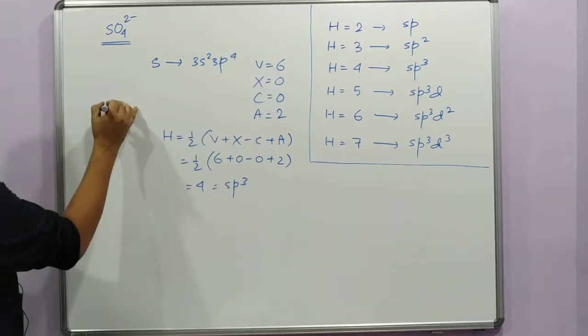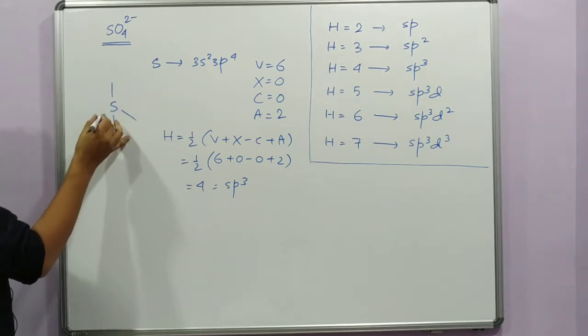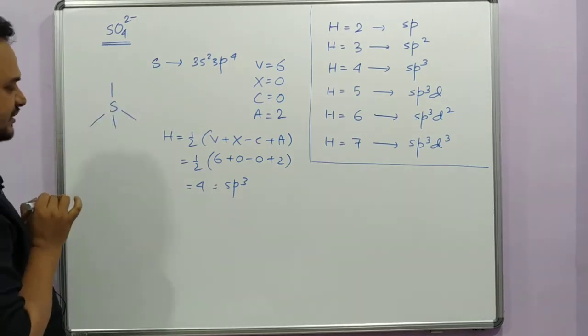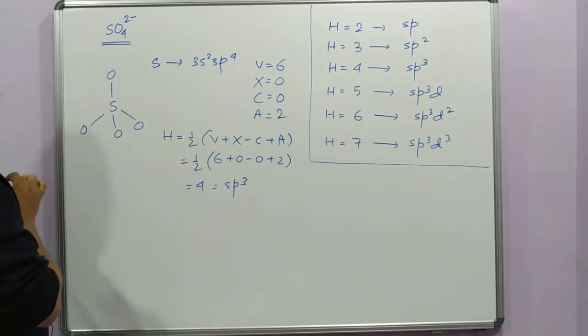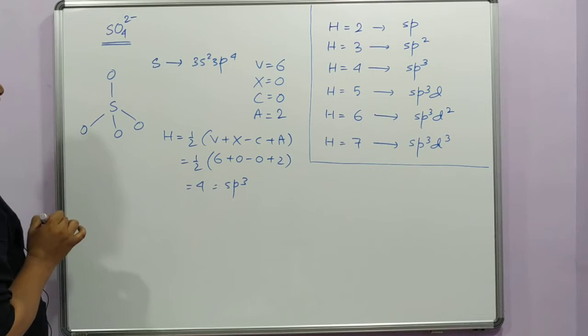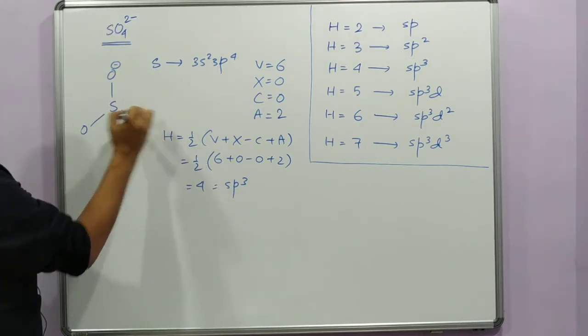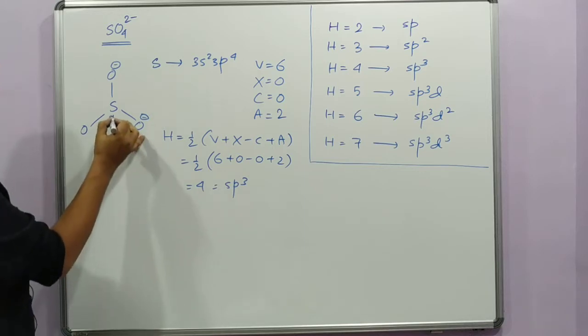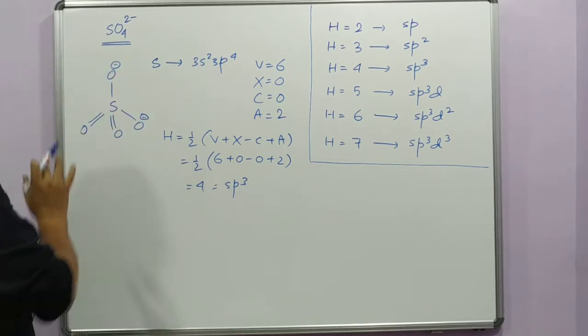However, if you want to draw the full structure, first it will be sp3. So the 4 oxygen will be arranged tetrahedrally like this. Now you have to satisfy the valency. There are two negative charges, so two of the oxygen each will have -1 charges, and two of the oxygen will be double bonded. So this is the complete structure of sulfate.